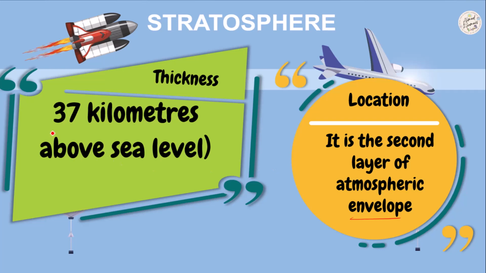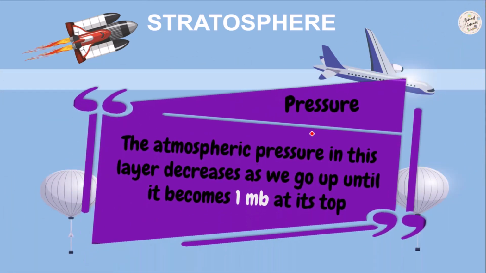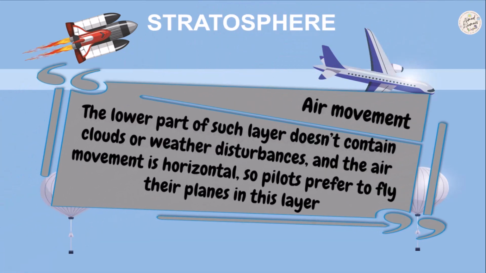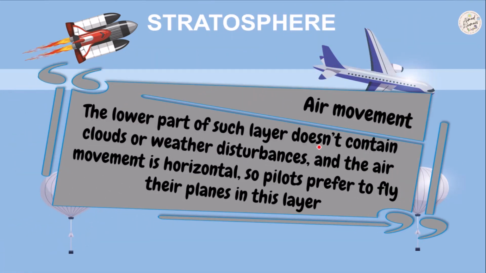It has 37 kilometer thickness. The pressure in the stratosphere keeps decreasing as we go up until it reaches 1 millibar at its top. The air in the stratosphere moves horizontally, so the lower part doesn't contain clouds or weather disturbance. And that's why pilots prefer to fly planes in this layer, because there is no disturbance and the air moves horizontally.